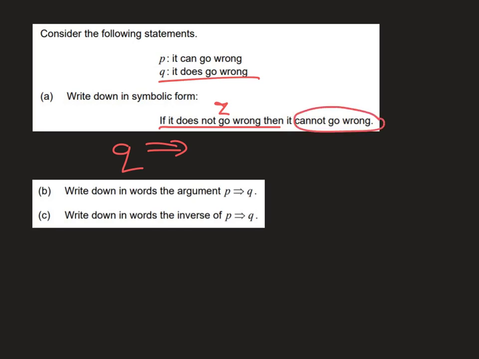So if you look at P, P is it can go wrong. So it cannot go wrong must therefore be not P. So in symbolic form, if it does not go wrong, then it cannot go wrong is going to be Q implies not P. Next, then, write down in words the argument P implies Q.